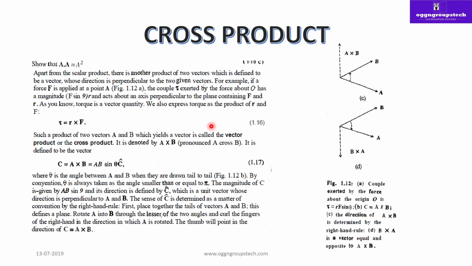Here in this part, as I said, A cross B you can write as AB sine theta into C cap. So A cross B you can write it like this. This we call the cross product, and the cross product can also be called a vector product.